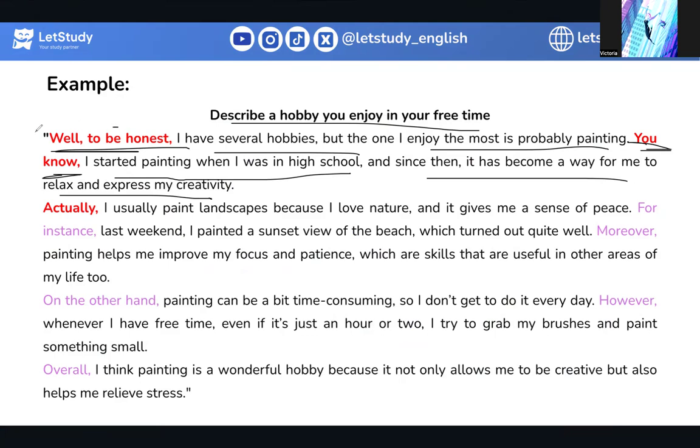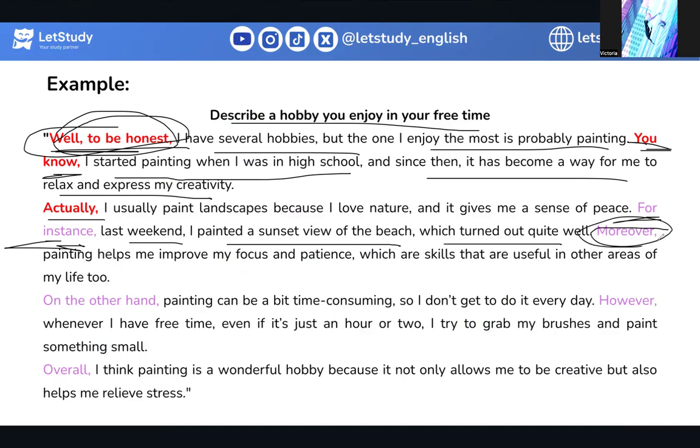Sebenarnya ini, well, to be honest, it's also a way to mulai your sentence. Terus, actually, again, it starts your sentence and gives a casual tone. I usually paint landscapes because I love nature and it gives me a sense of peace. For instance, contoh ya. Last weekend, I painted a sunset view of the beach, which turned out quite well. Moreover, digunakan buat menambahkan informasi. Apa?